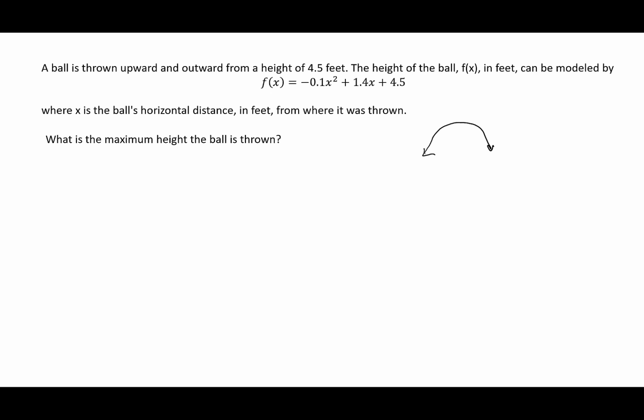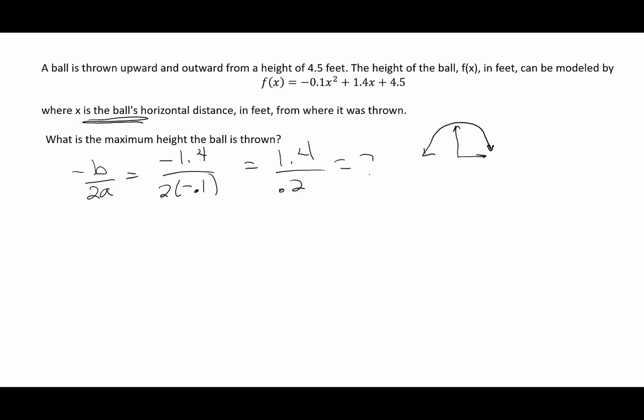Now, watching this one, x is the horizontal distance, so it tells me right or left. F of x tells me the height, so this time I want the y-coordinate, or the f of x coordinate, for where the ball is thrown, so that's where I need to find the k for the vertex. So I need to do negative b over 2a, which is negative 1.4 over 2 times negative 0.1. Again, you can make this 1.4. This is 0.2, which gives us 7.